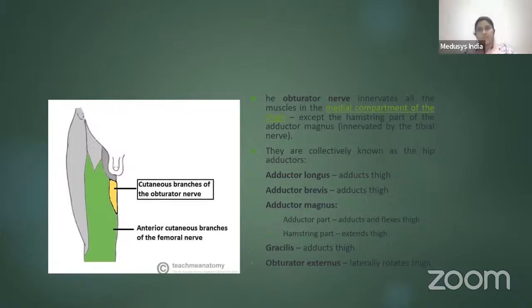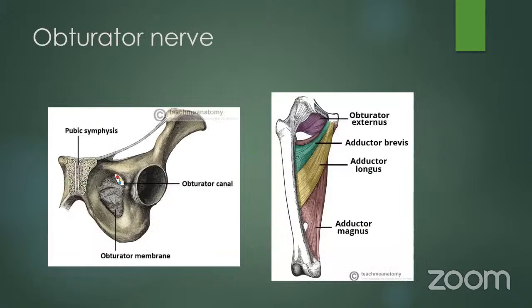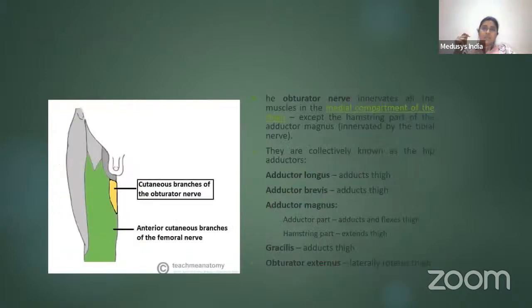Okay. I don't think the obturator nerve supplies the pectineus, but it supplies the adductor longus, brevis, magnus, gracilis, and the obturator externus. Pectineus is supplied by the femoral nerve, it's not supplied by the obturator nerve. Obturator internus is supplied by the sacral plexus. So obturator externus, adductor brevis, adductor magnus, and gracilis are all supplied by the obturator nerve.